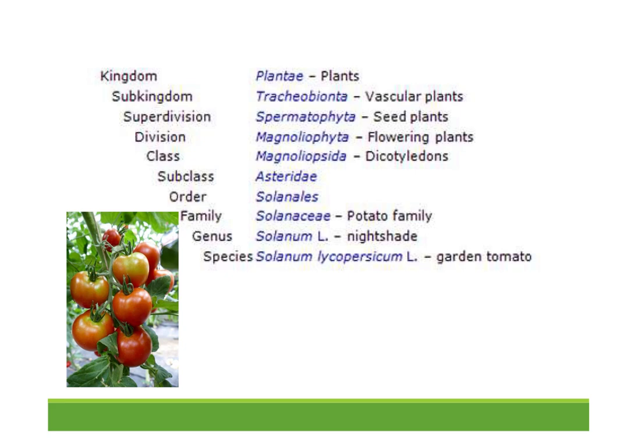So just to give us an example here, our garden tomato, way down at the bottom. Its kingdom, of course, is plants. It's a vascular plant, a seed plant, a flowering plant type of seed plant. It is a dicot, and then the specific information on the lower levels of classification all the way down to the scientific name for the basic garden tomato.